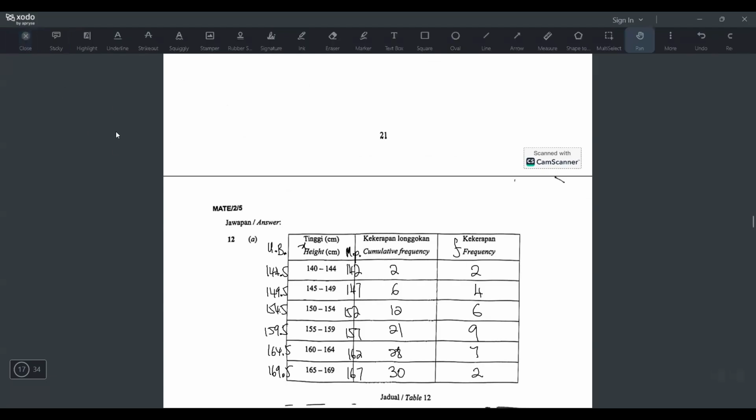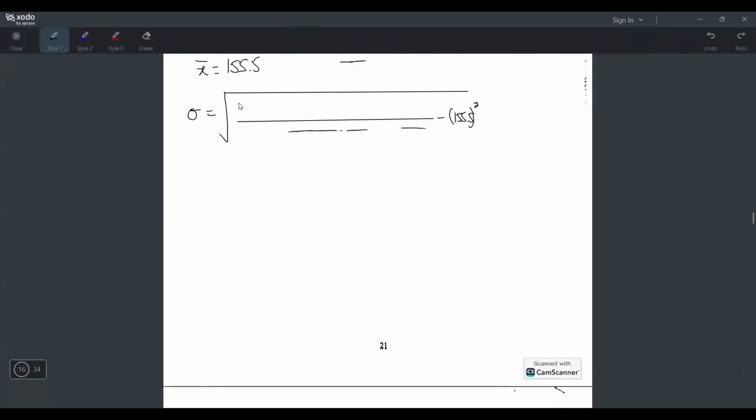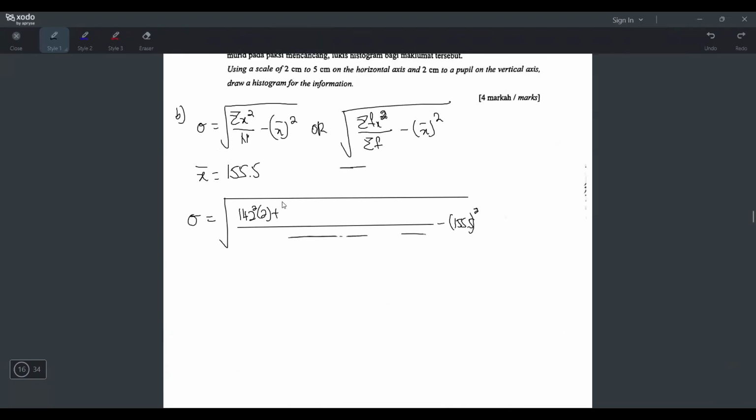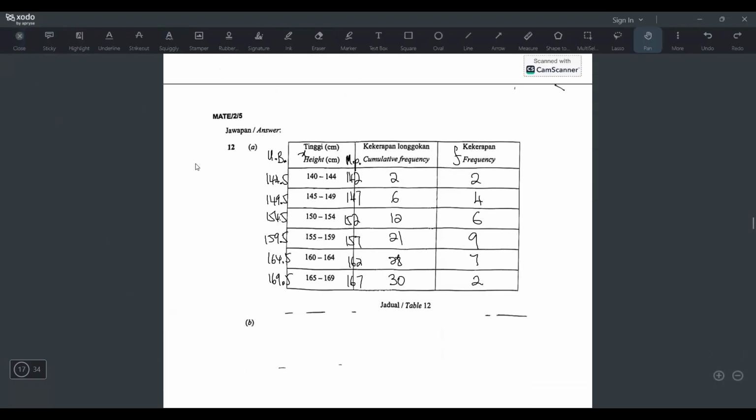So 142 square times 2. Let's write it down. Here I write 142 square times 2. And then plus, because later you have to take 142 square times 2, 147 square times 4, everything, and then plus everything. Okay, 147 square times 4, next one.